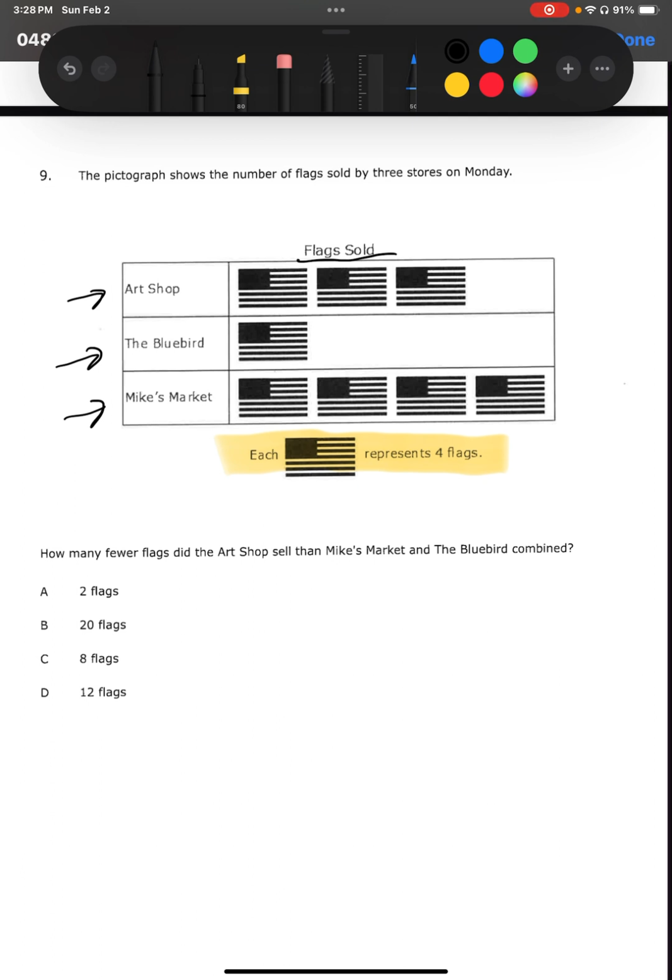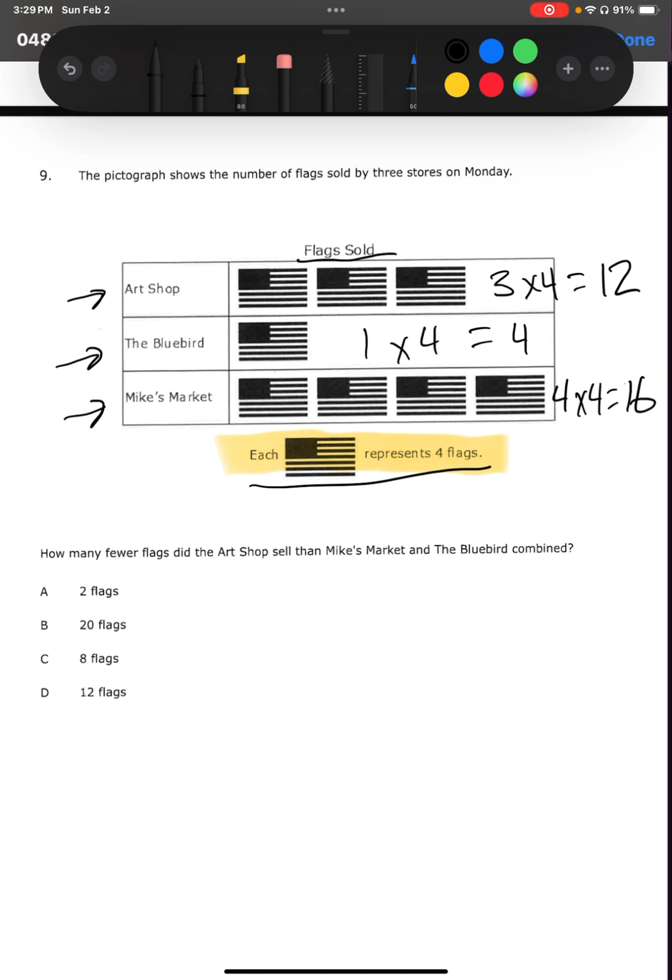I like to label everything before I even get to the question. So what I'm going to do right now is go back and look at this chart. Now that I know that each flag has a value of 4, I'm going to write the total value of each shop out beside it. So the art shop, I see 3 flags. That's 3 flags times a value of 4 each is 12. The Bluebird, there's 1 flag. It's worth 4 flags because that's what that tells me there. It's equal to 4. And lastly, Mike's Market, 4 flags times the value of 4 is 16.